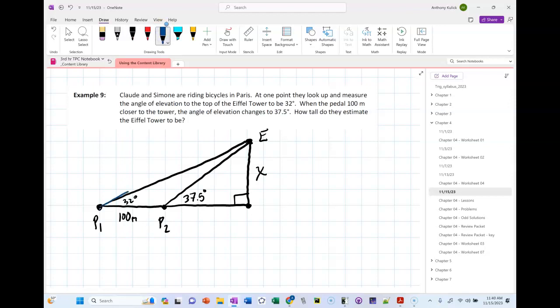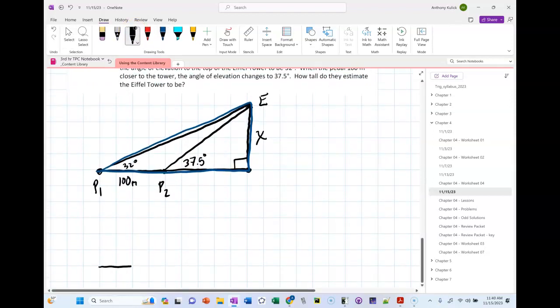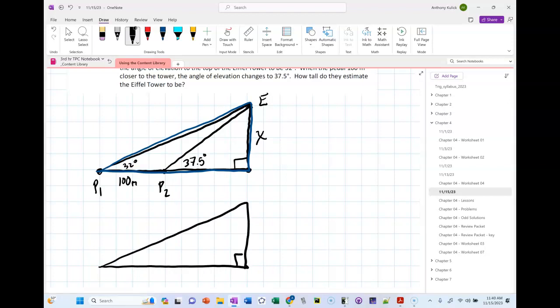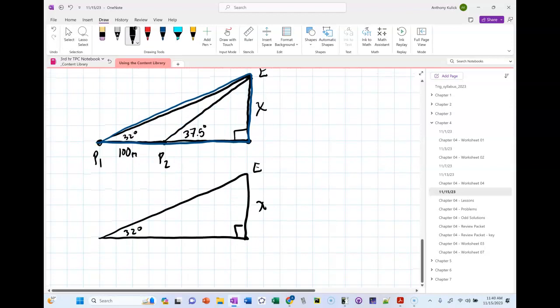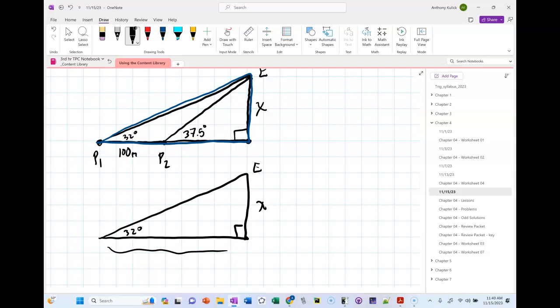Here's what I'm going to do. This will be easier. I see one right triangle here. I'm going to redraw that below. And now this side, well, I know part of it's 100, but we don't know the other part. I'm going to call that part y. So this side should be 100 plus y. Is everybody okay with how I constructed that right triangle?